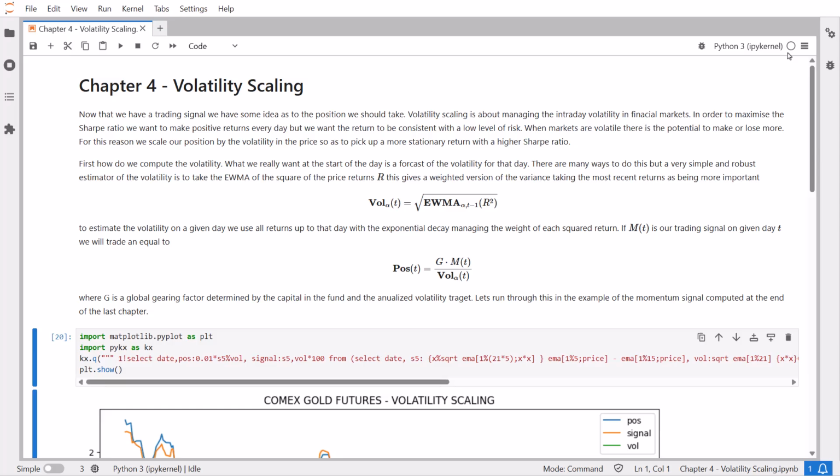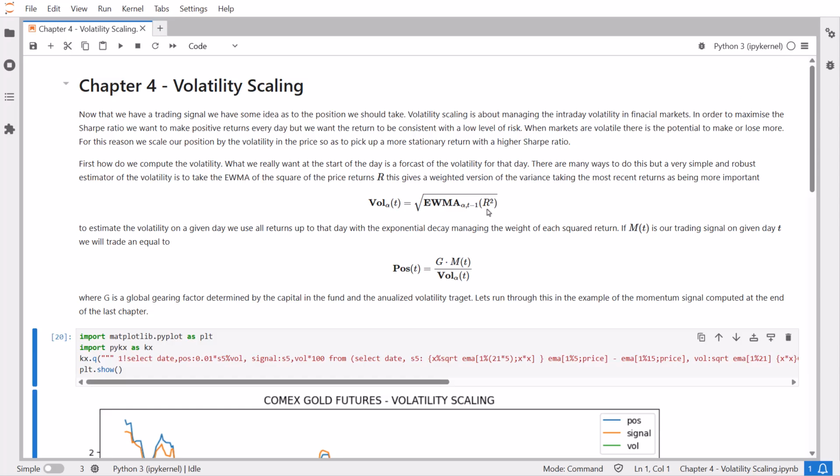What we want is, at the start of a day, a forecast for the volatility for that day. There are many ways to do this, but a very simple and robust estimator of the volatility is to take the EWMA of the square of the price returns. This gives us a weighted version of the variance, taking the most recent returns as being more important. So that'll tell us if there's been a lot of movement in the market in the last few days, it'll capture that. So here's how to compute the volatility.